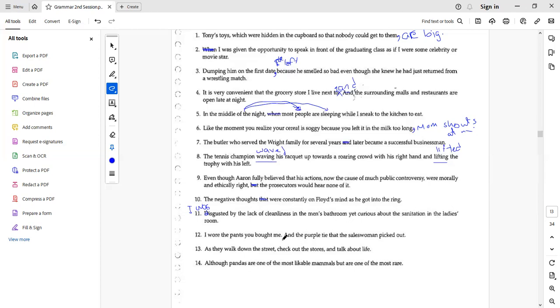Perfect. Number 12, Yusuf. I wore the pants you bought me and, we solved this same sentence before. The problem: and the purple tie that the saleswoman picked out. We'll delete something simple, Yusuf. Yusuf. Full stop, cancel. Okay. So here, "and." So I wore the pants you bought me and the purple tie that the saleswoman picked out. Perfect.